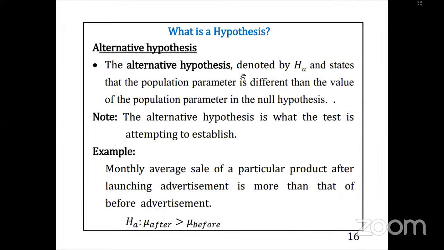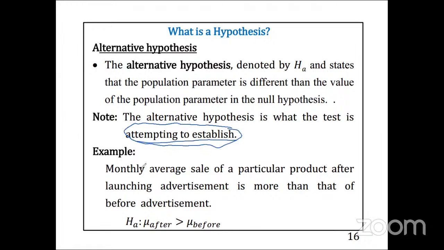Now what can be the alternative hypothesis? The alternative hypothesis is denoted by H1 or H of A, and it states that the population parameter is different than the value of the population parameter in the null hypothesis. That means whatever we have specified in the null hypothesis, it is different than that one. So that is your alternative hypothesis, and you can see that our alternative hypothesis is what the test attempted to establish. So actually our interest would be to establish the alternative hypothesis, not the null hypothesis.